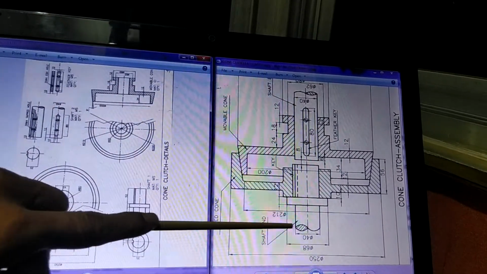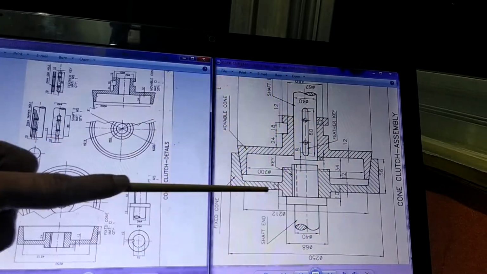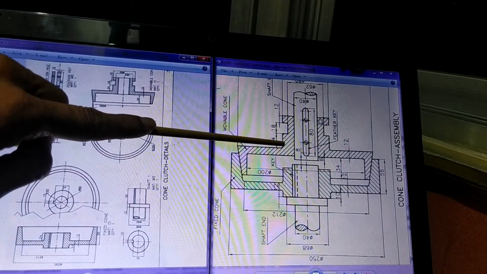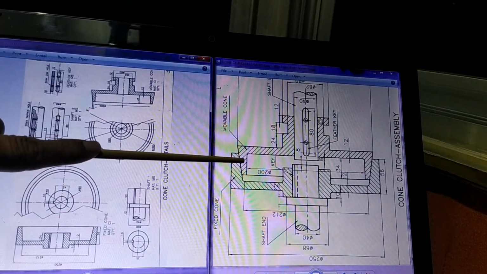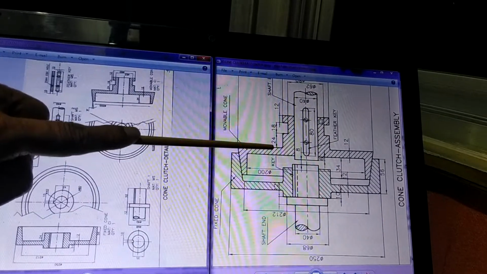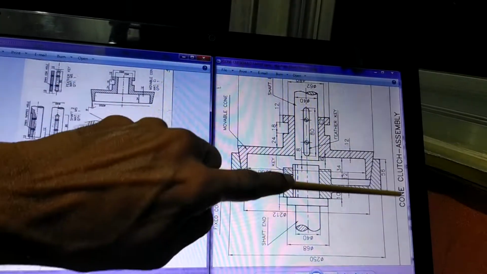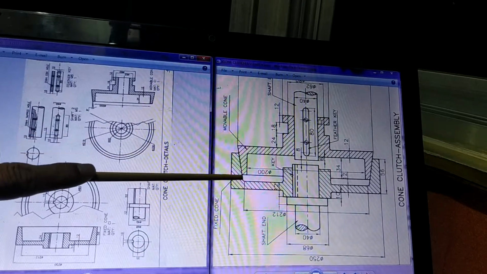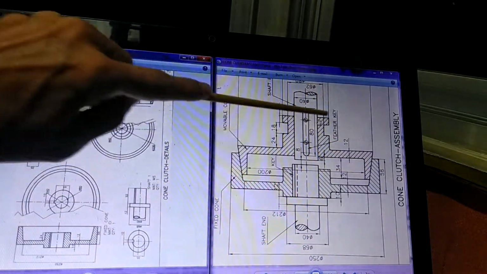And now what happens is, when the shaft rotates, this cone will continue to rotate, but this cone will not rotate because there is no contact. So as a result, you have disconnected the 2 shafts. That's why it is called a clutch, and because of this cone shape, it is called a cone clutch. So this is the assembly.